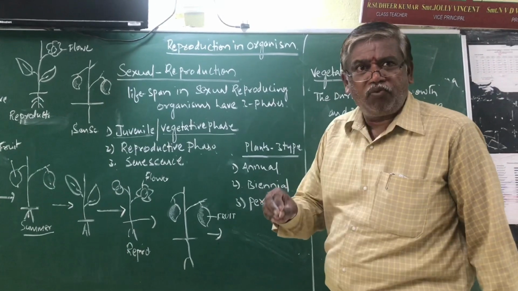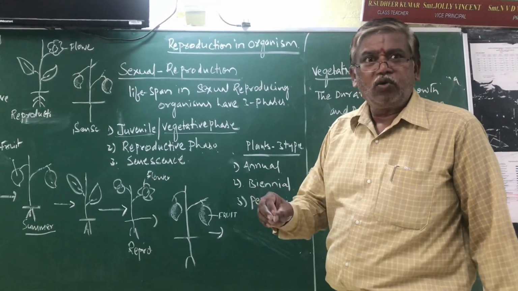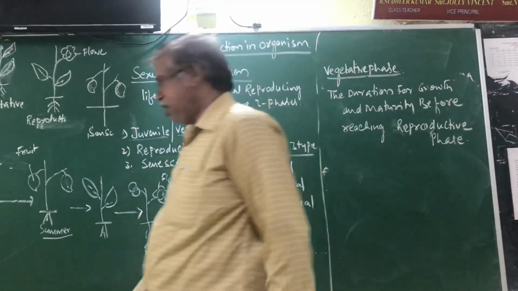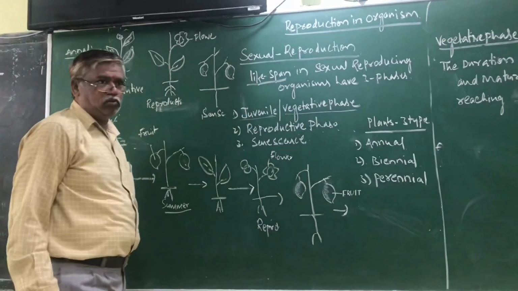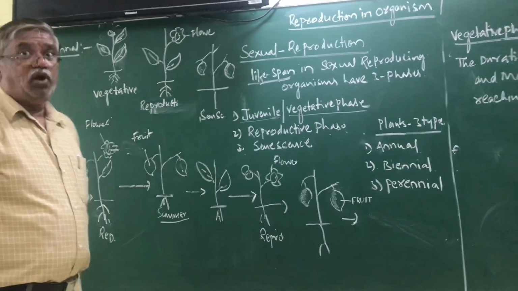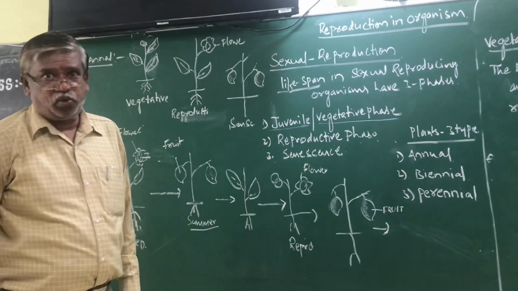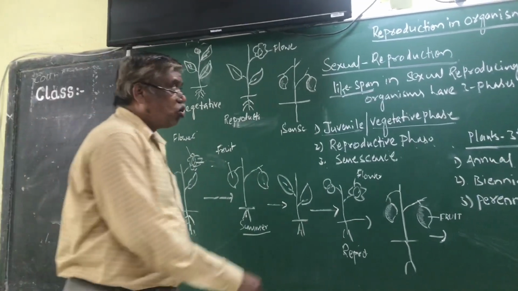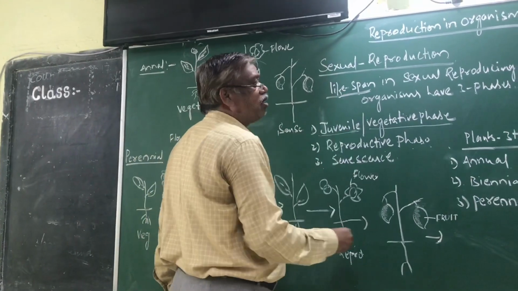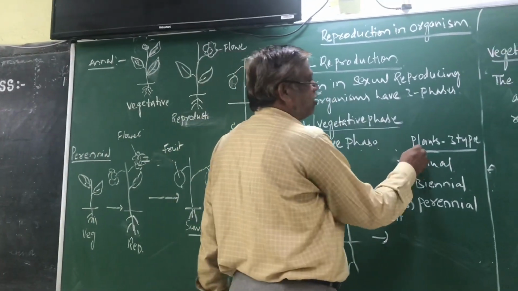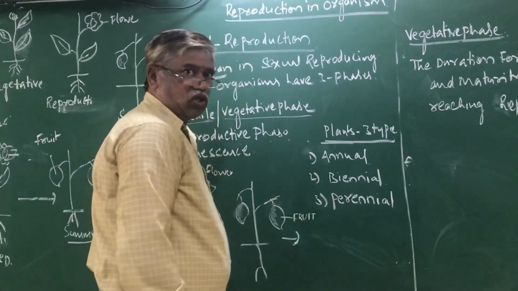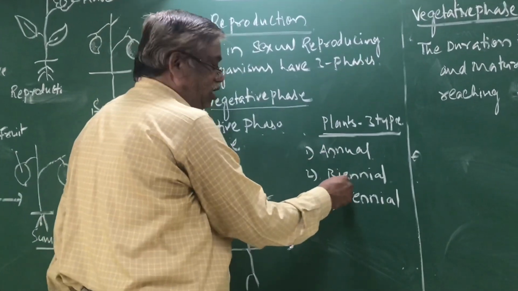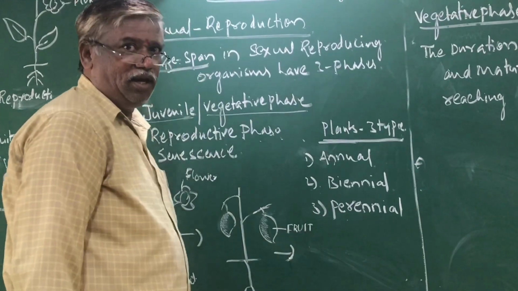The main aim of the reproductive phase is to undergo sexual activities. Now come to this. Now what is this lifespan? Flowering plants, especially angiosperms, based on lifespan, the plants are of three types: annual, biennial, perennial.